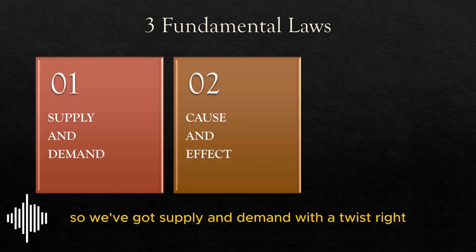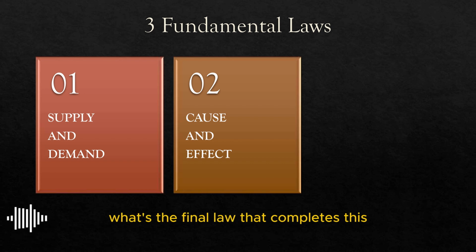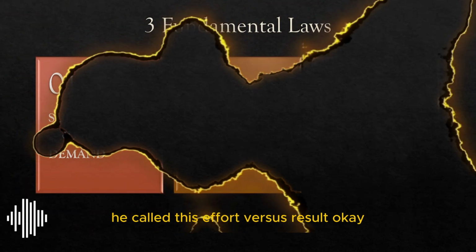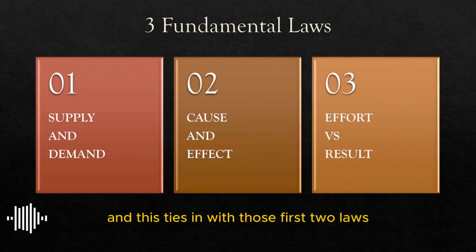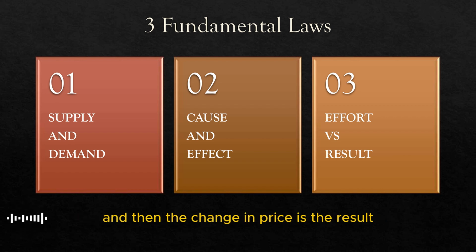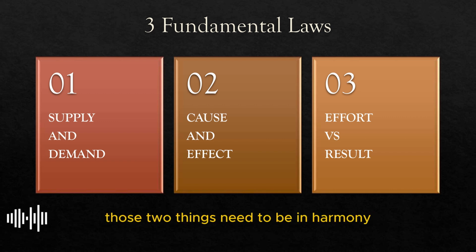All right. So we've got supply and demand with a twist. We've got this cause and effect. What's the final law that completes this Wyckoff foundation? So the third law, he called effort versus result. And this ties in with those first two laws. Wyckoff basically saw volume as the effort, and then the change in price as the result. He said that for a healthy trend, those two things need to be in harmony. So give me an example.